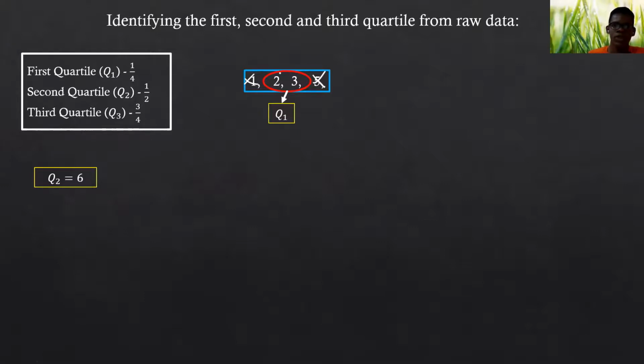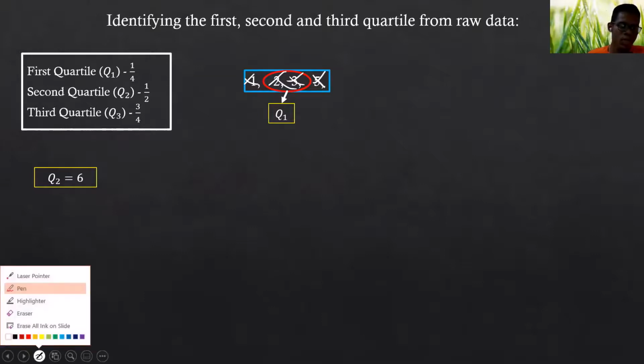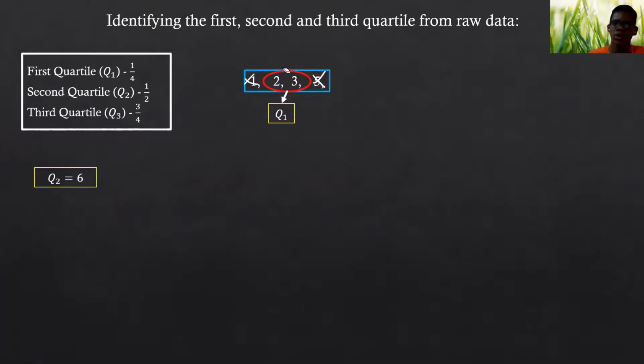Keep Xing off until you reach the middle. Now, if we keep Xing off, we'll end up with nothing. So two values are within the middle of the data. And like Brianna pointed out last time this happened, the way to get the middle value is to find the average between these two values, right? Meaning that we add them and divide them by 2. So 2 plus 3 divided by 2 is 2.5. And you've identified the first quartile.